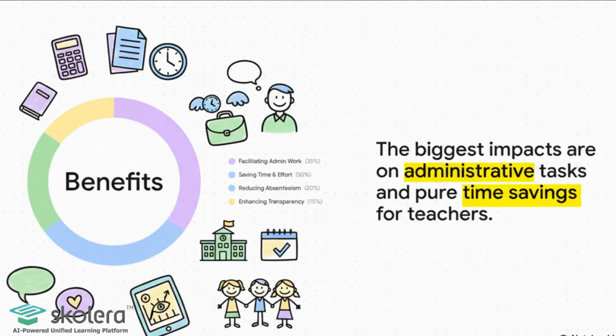Well, the data shows a huge chunk, about 65%, comes from just making admin work easier and saving teachers time and effort. But what's really powerful is that the rest of the benefits directly impact the students themselves by helping reduce absenteeism and creating way more transparency with families.